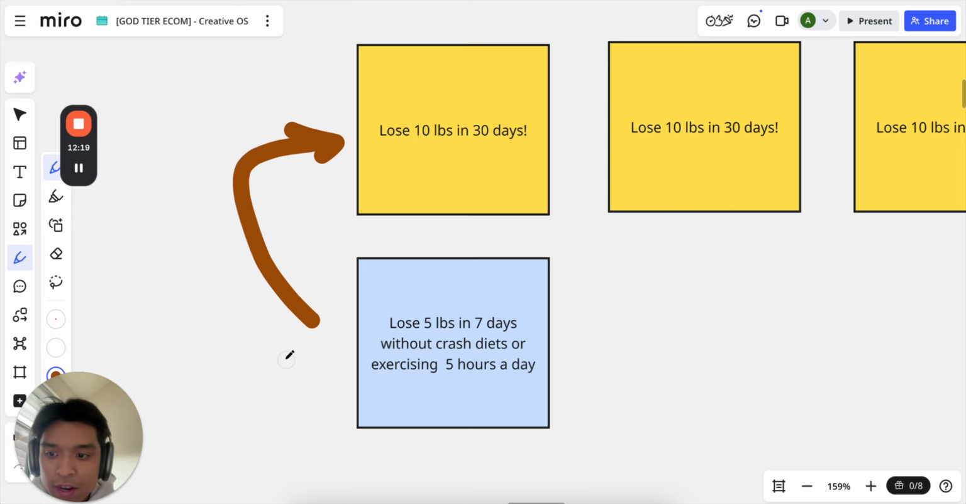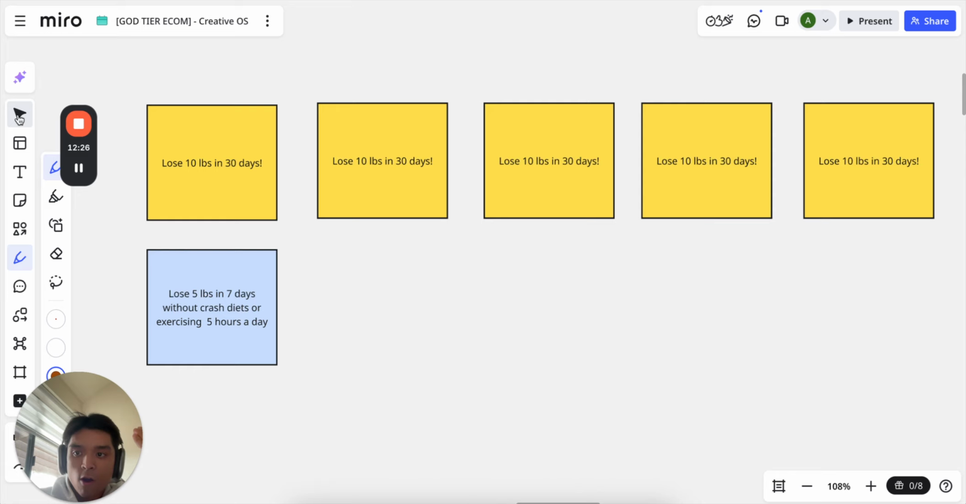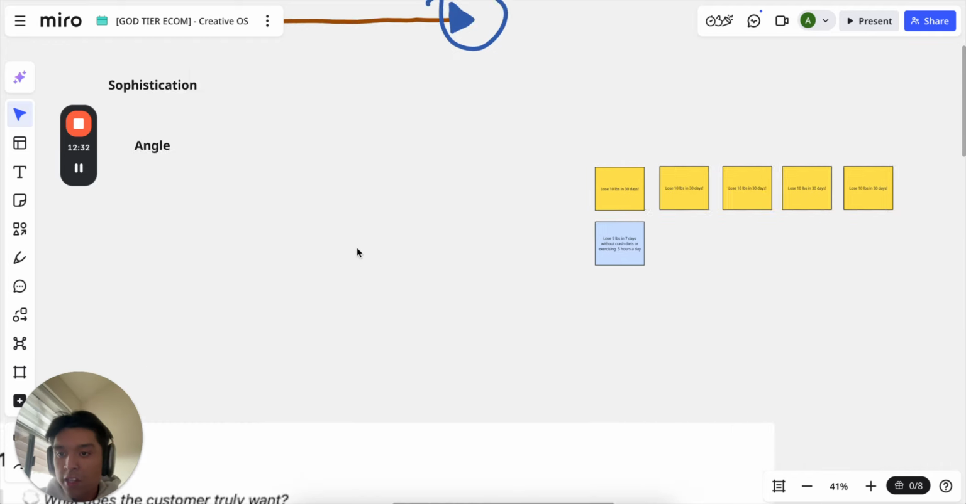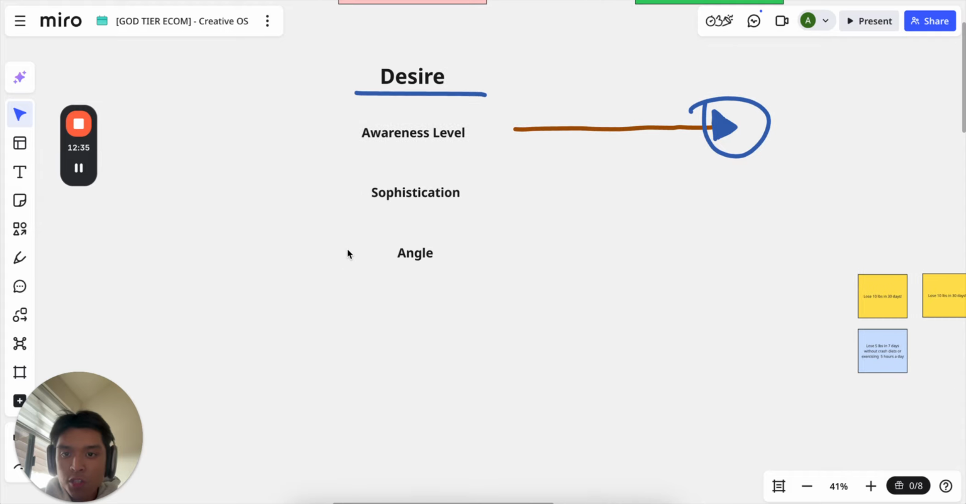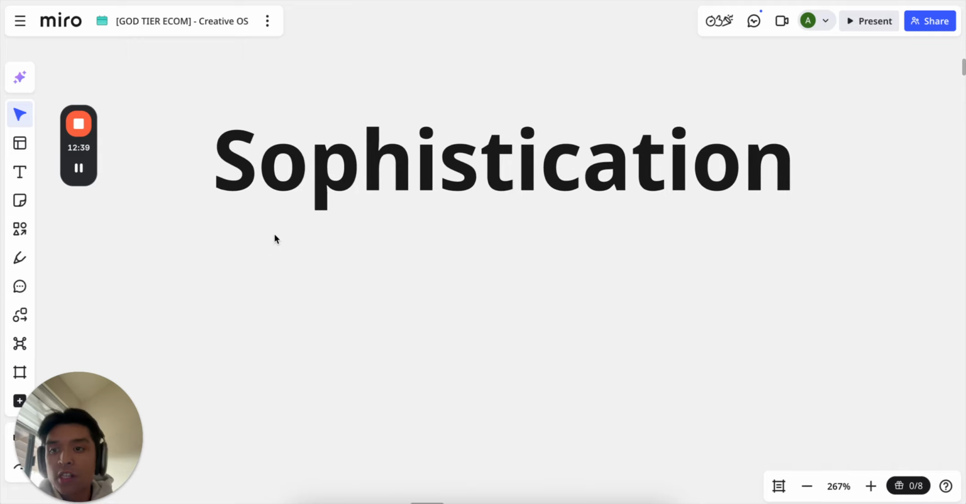It literally is different. And so when you have something that looks like this in a sea of claims that everyone else is using, you're going to stand out by default. It's literally impossible not to stand out because you're not saying the same shit as everyone else. So that's the sophistication stage. And I will tell you right now, most of your audience or most of the people watching this video are in a stage 4 market.